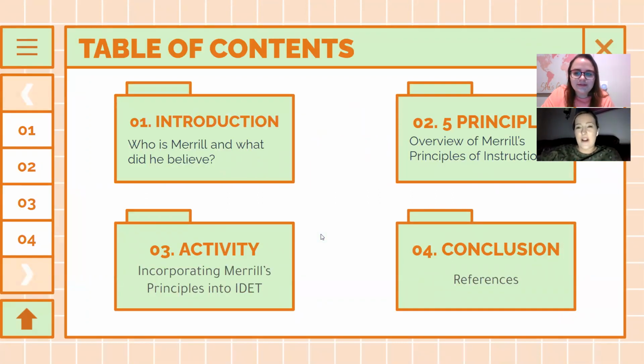Alrighty, so our table of contents, we have 4 different components within this presentation. The first part is the introduction, where we will talk about who Merrill is and what he believes. The second part will be the 5 principles of his model. The third is an activity that we created to give an example of how the principles can be met. And then, of course, the last one is the conclusion, which is our references.